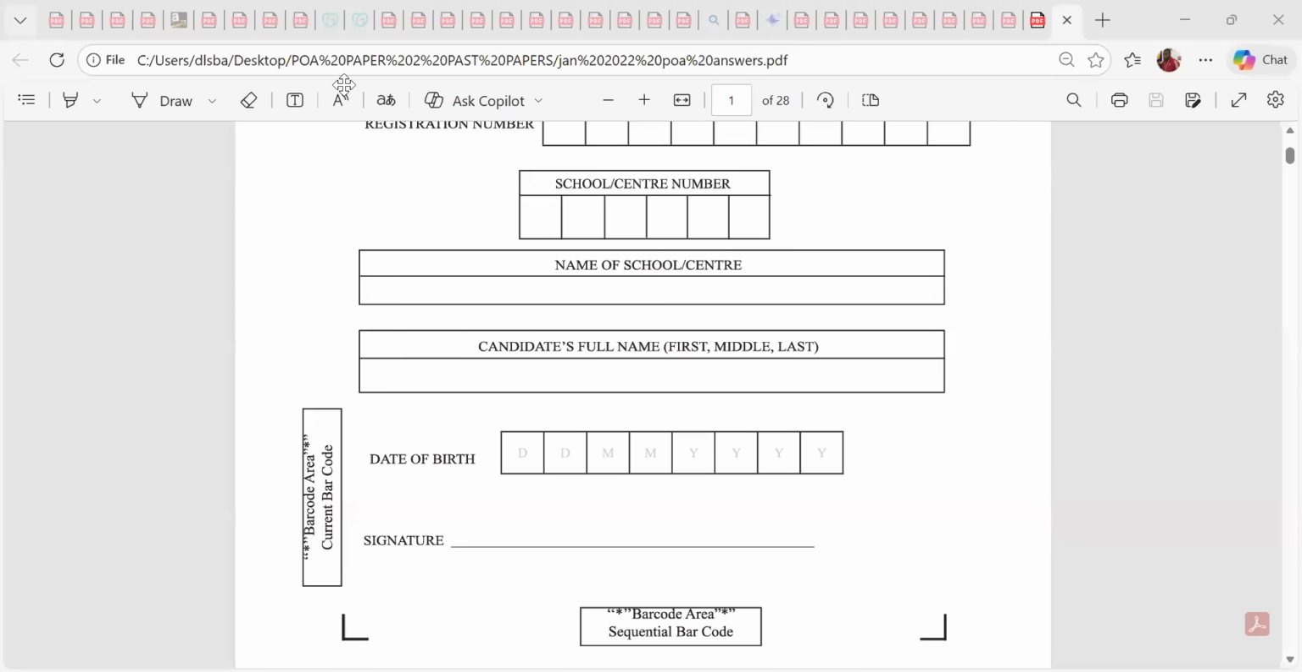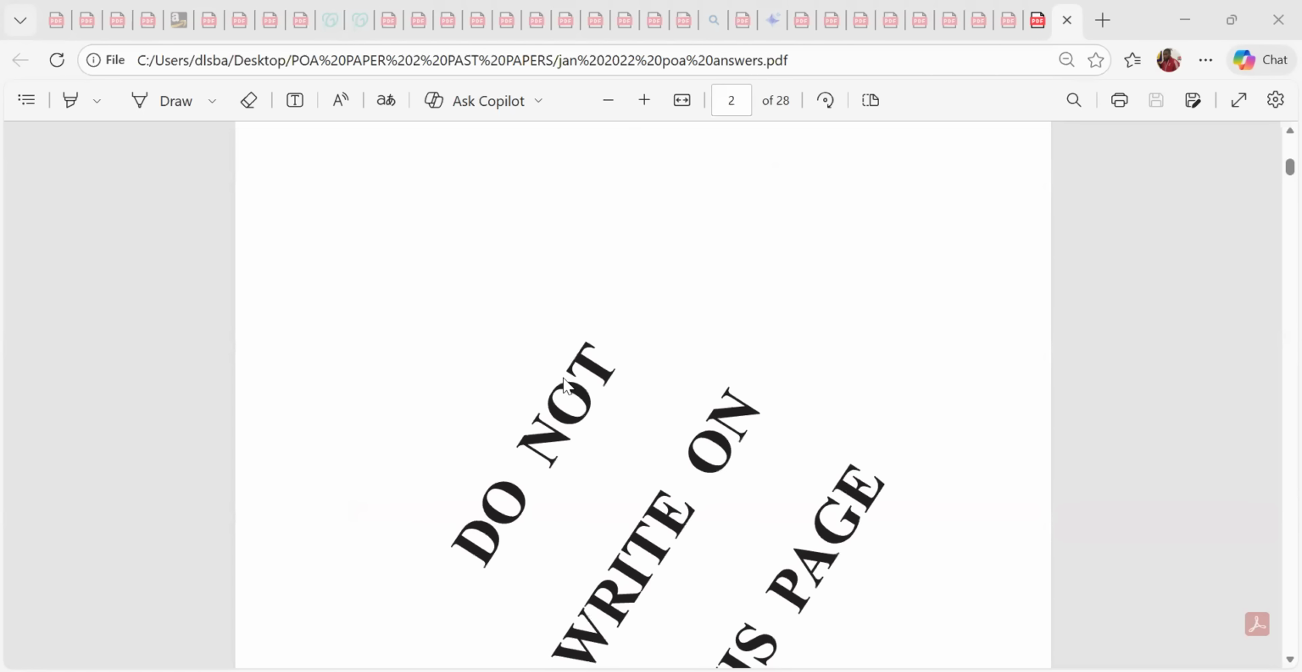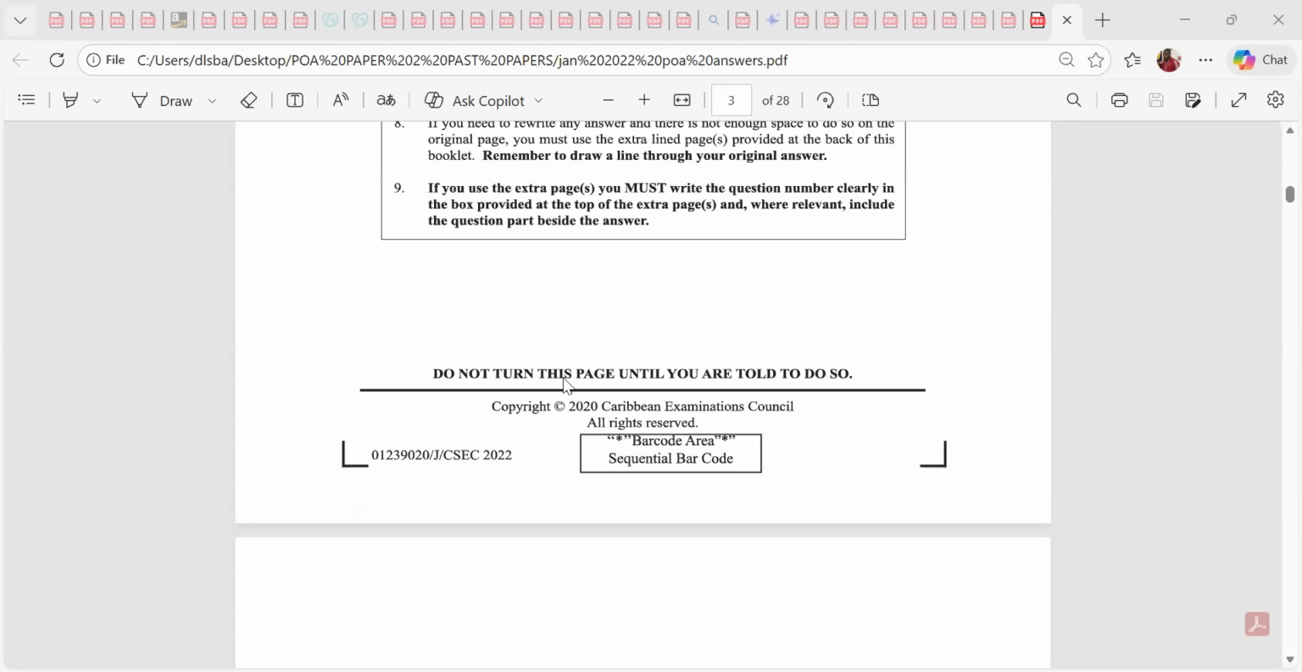All right, which paper is this again? All right, January 2022. Let's go through this. 5 questions, 3 hours long. Yes, you're allowed to use a calculator.